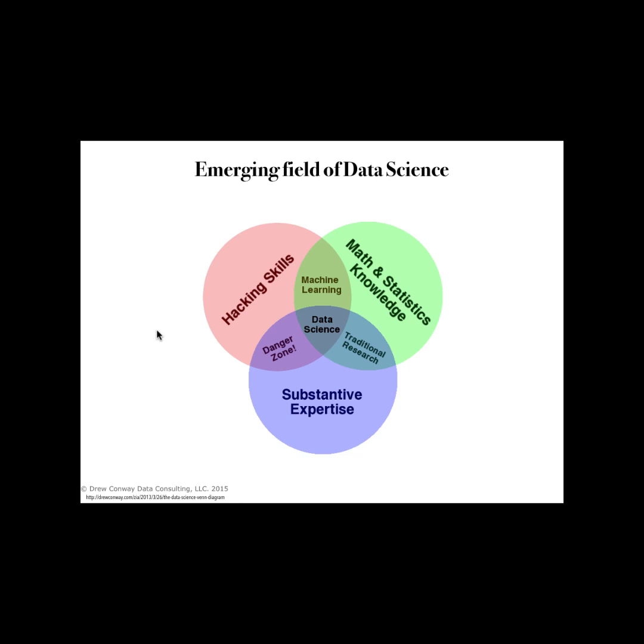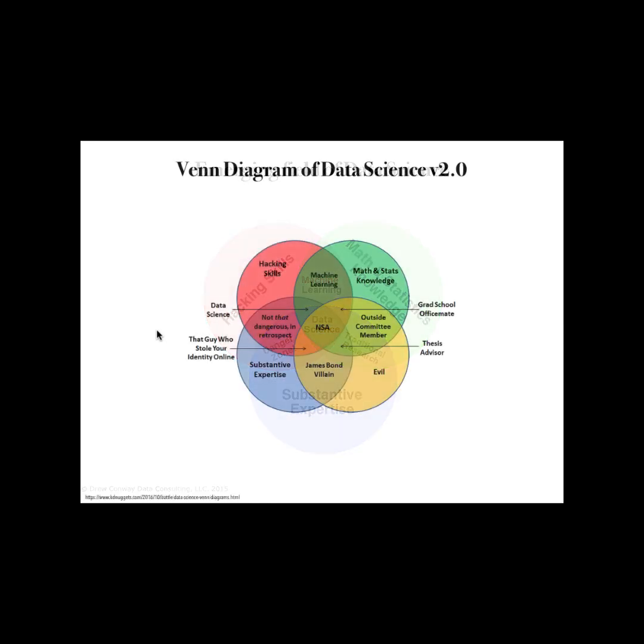Now we could say some machine learning, we've got some hacking skills, maybe taking out some substantive expertise, math and statistics knowledge. Our traditional research is perhaps in the area there to the right. Data science there is perhaps in the middle. Okay, so this is a slightly updated one. This is a few years later.